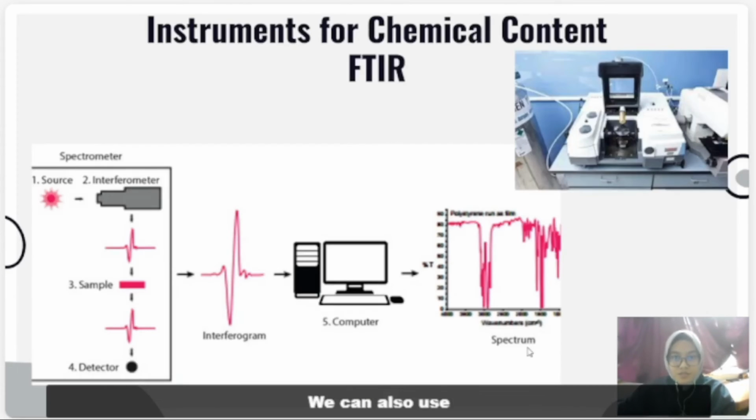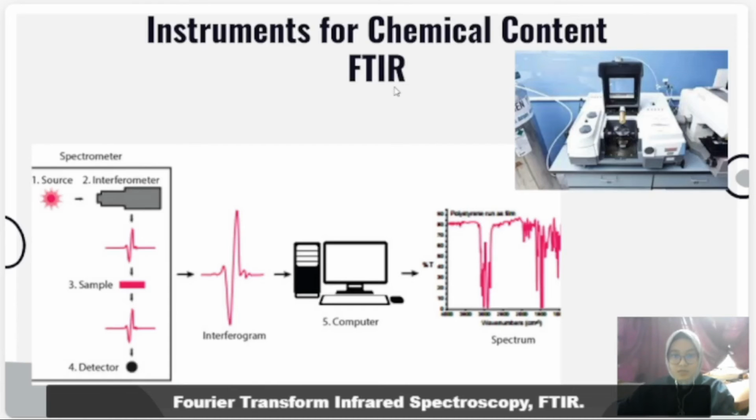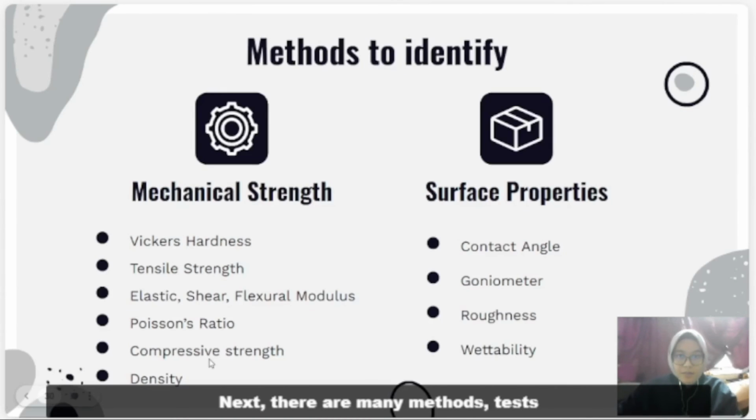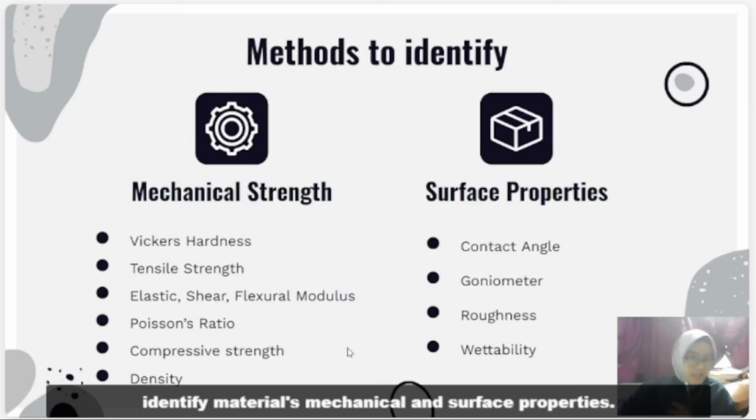We can also use Fourier transform infrared spectroscopy (FTIR). It is a technique used to obtain the infrared spectrum of absorption or emission of a solid, liquid, or gas. FTIR analysis measures the range of wavelengths in the infrared region that is absorbed by the material. The sample's absorbance of the infrared light energy at various wavelengths is measured to determine the material's molecular composition and structure. Next, there are many methods, tests, and tools that can be used to identify materials' mechanical and surface properties.